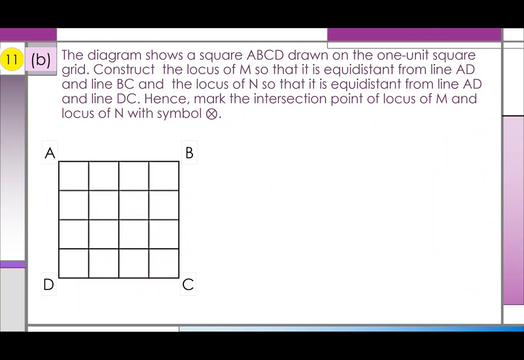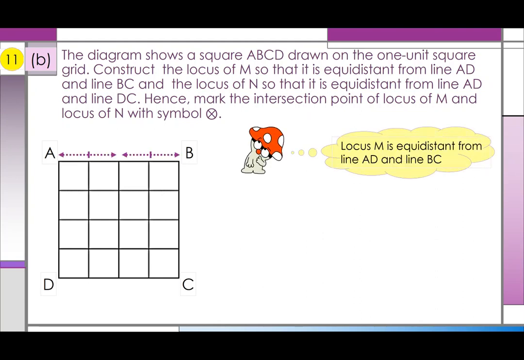Question B. The diagram shows the square ABCD on the one unit square grid. Construct the locus M so that it is equidistant from line AD and line BC. AD and BC, two lines. That means locus M is equidistant from lines AD and BC. So we know that 4 units divided by 2 becomes 2 units. So this is our locus M.